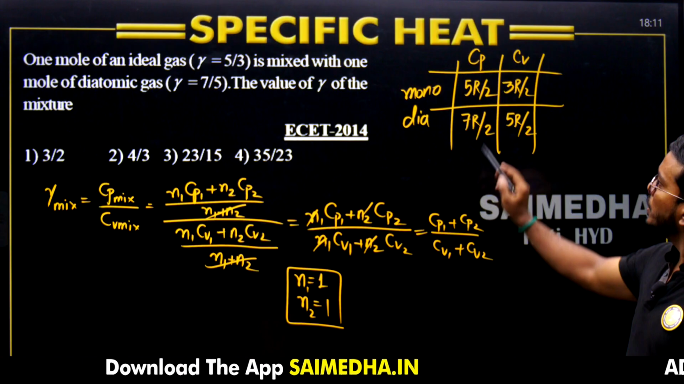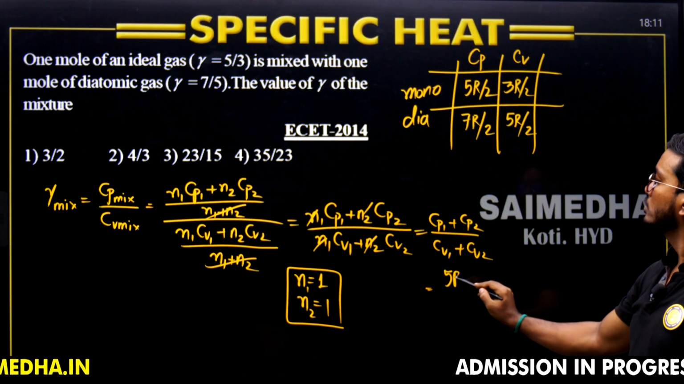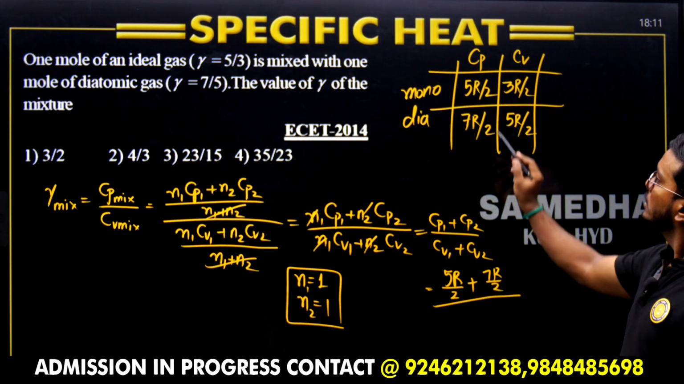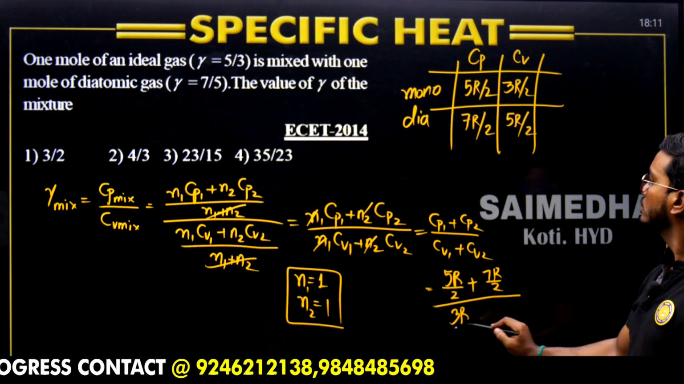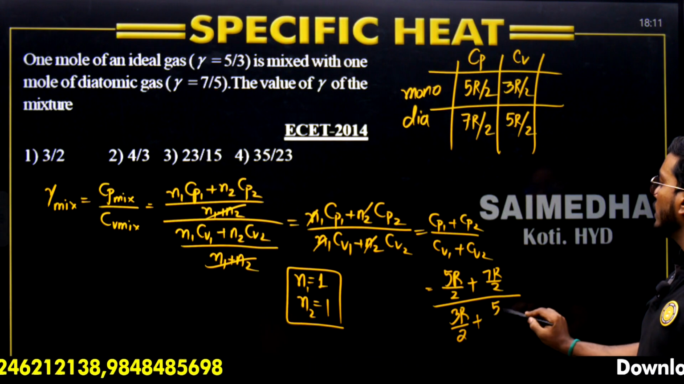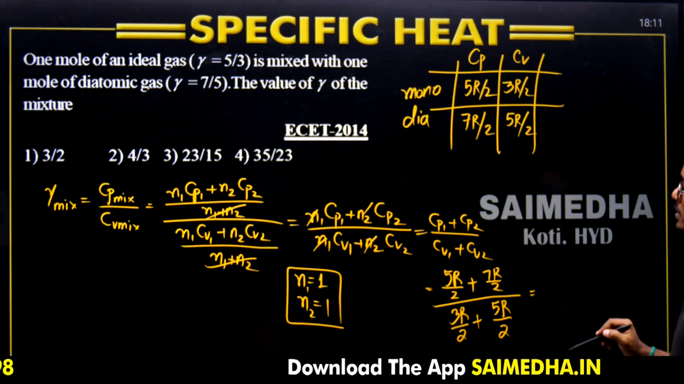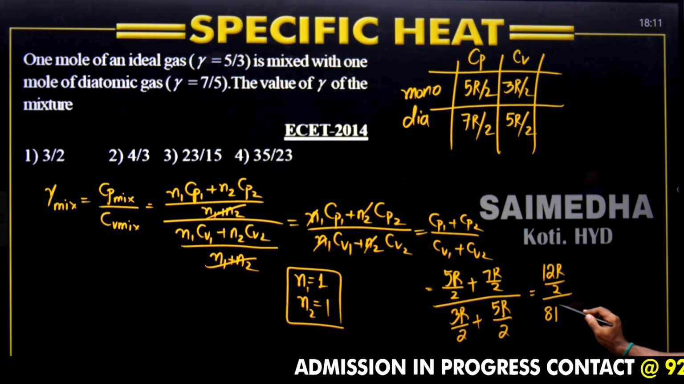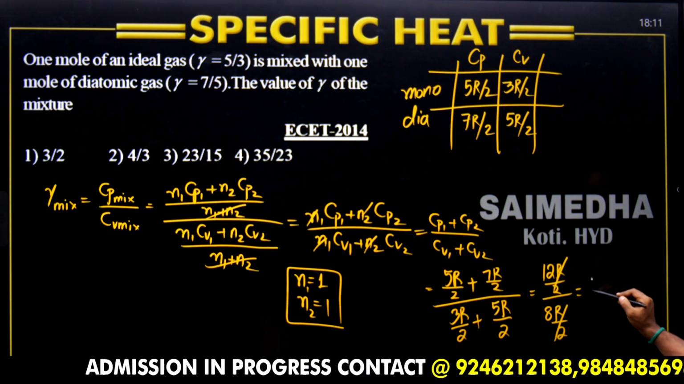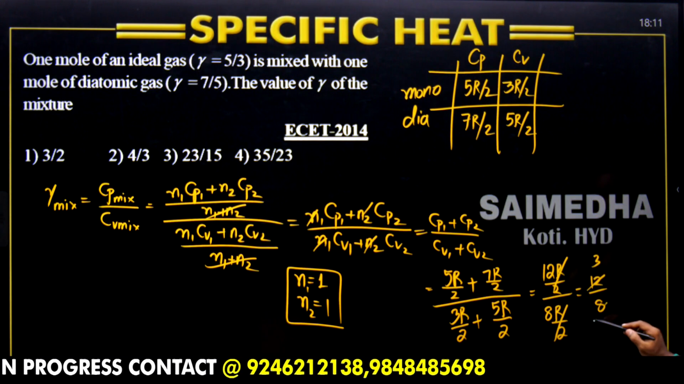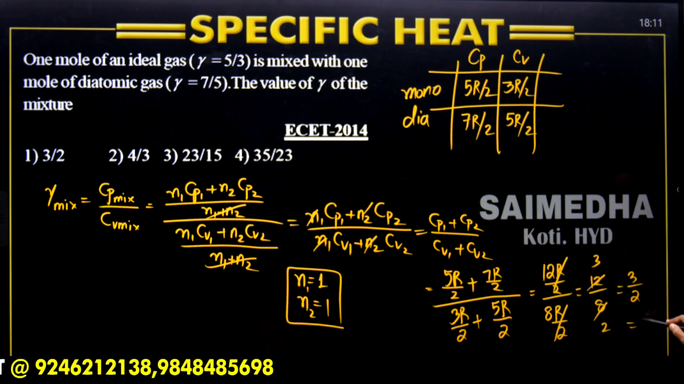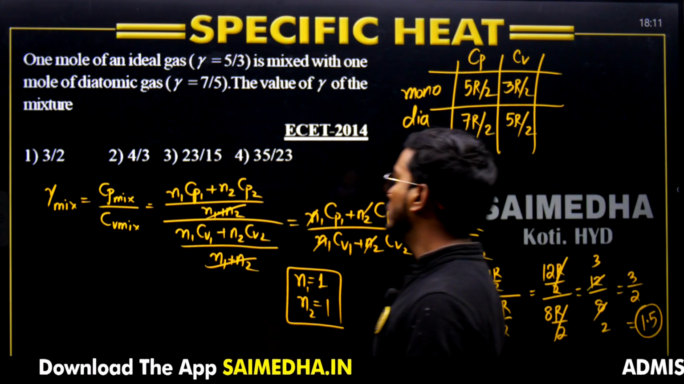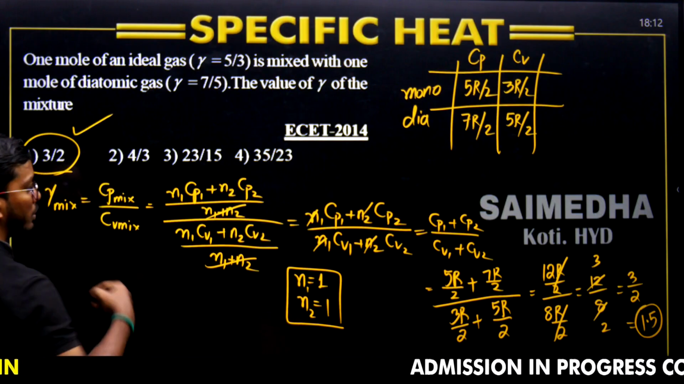Okay. So now, Cp of monoatomic is 5R by 2. Cp of diatomic is 7R by 2. Cv of monoatomic is 3R by 2. Cv of diatomic is 5R by 2. 5 plus 7, that is 12R by 2. 3 plus 5, 8R by 2. R by 2, R by 2 cancel. 12 divided by 8. 4 3s are 12, 4 2s are 8, so 3 by 2. 3 by 2 is how much? 1.5. So what is the final answer for this question going to become? 3 by 2, 1.5 is going to become your correct answer.